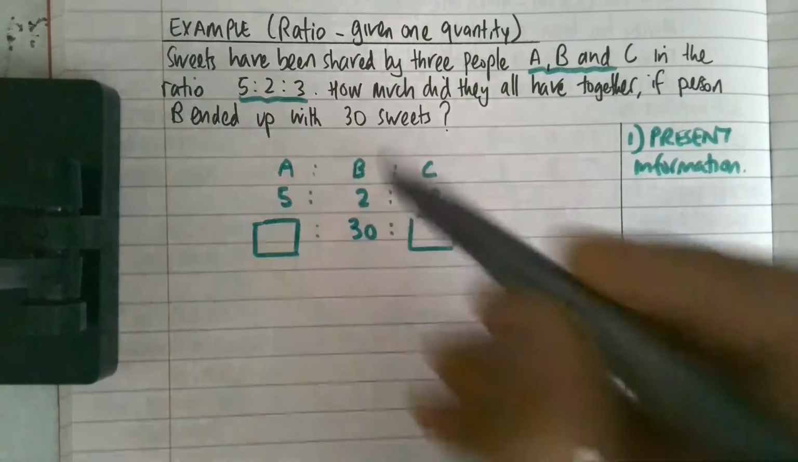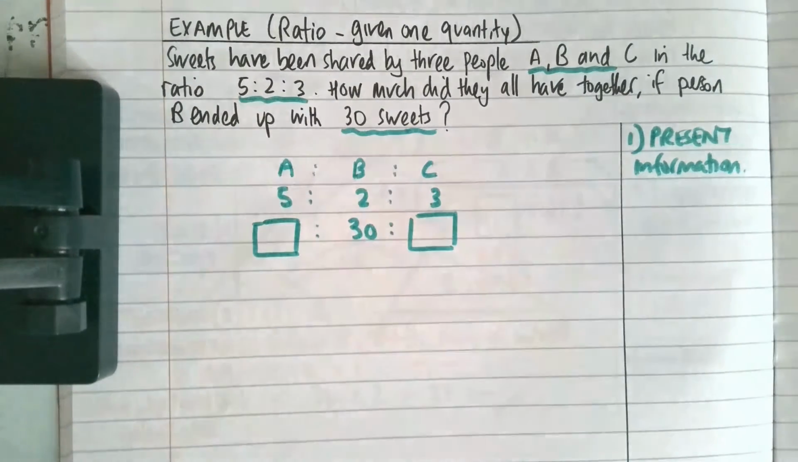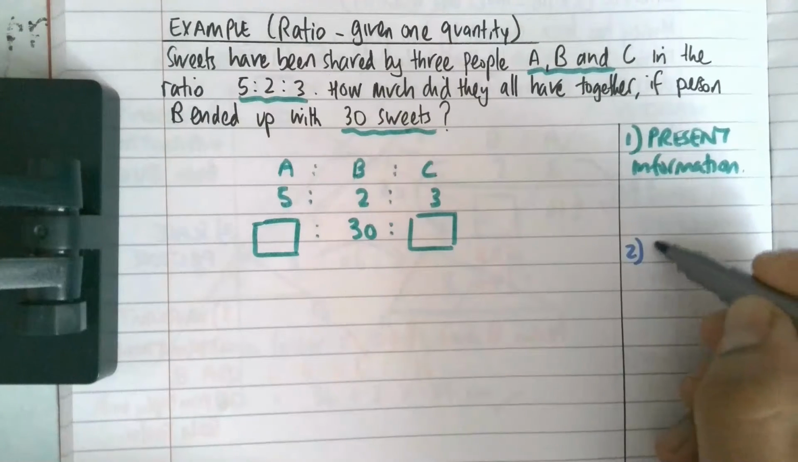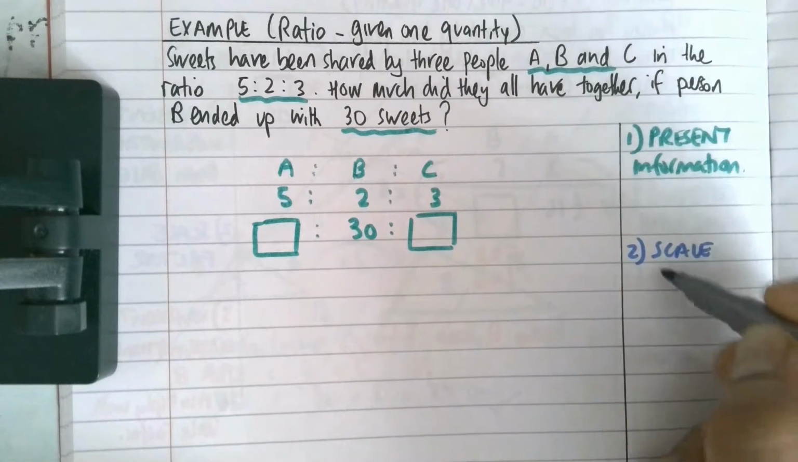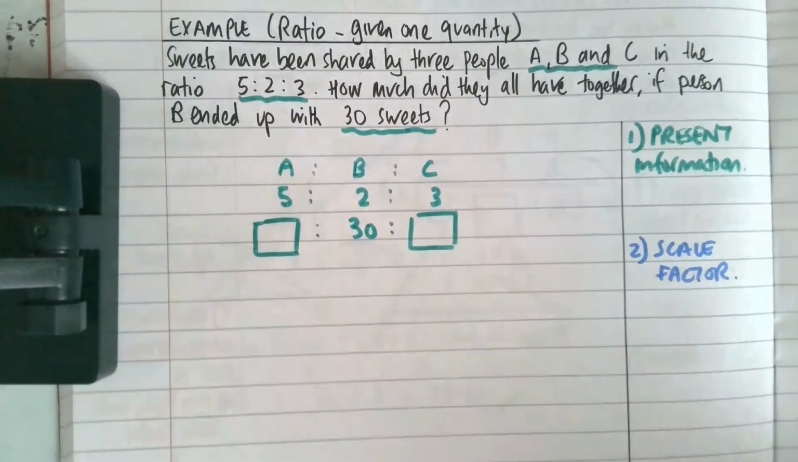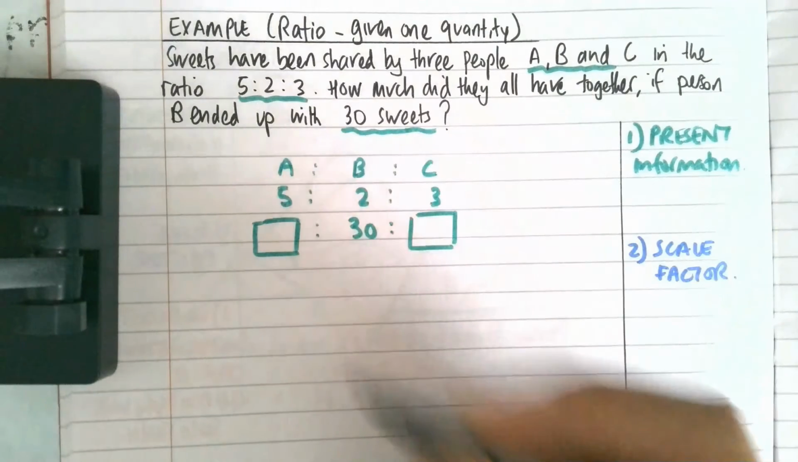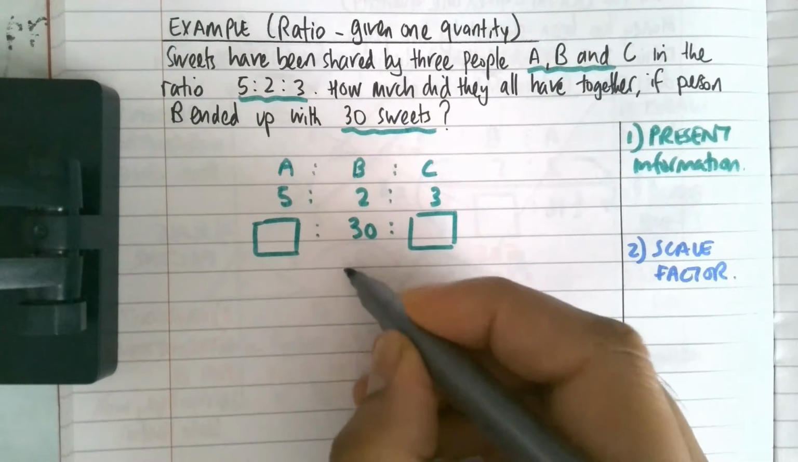To do that, we have to work out the scale factor that takes you from 2 to 30, because that is the information that we have on both ratios. So the scale factor is going to be found by division, and we're going to do 30 divided by 2. So the scale factor is going to be 15.